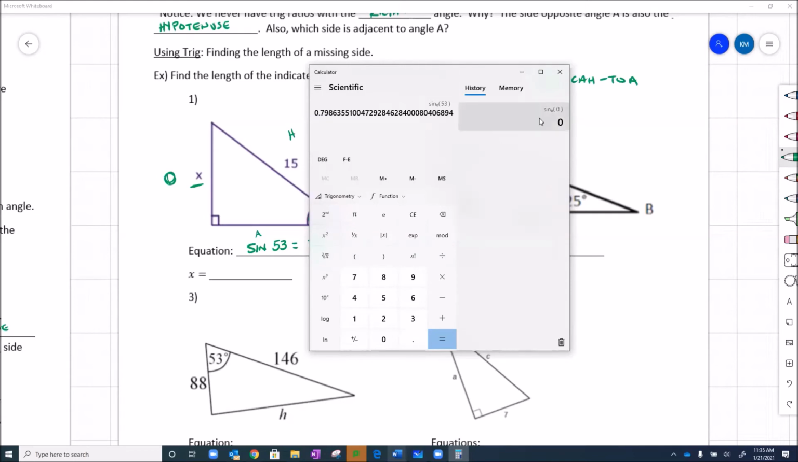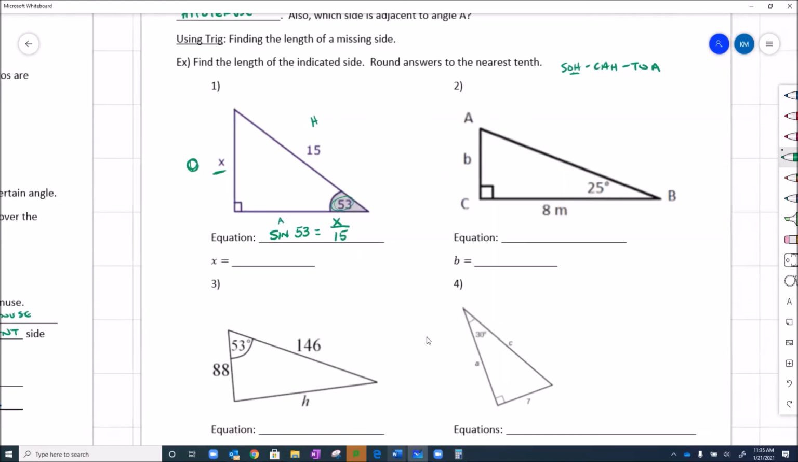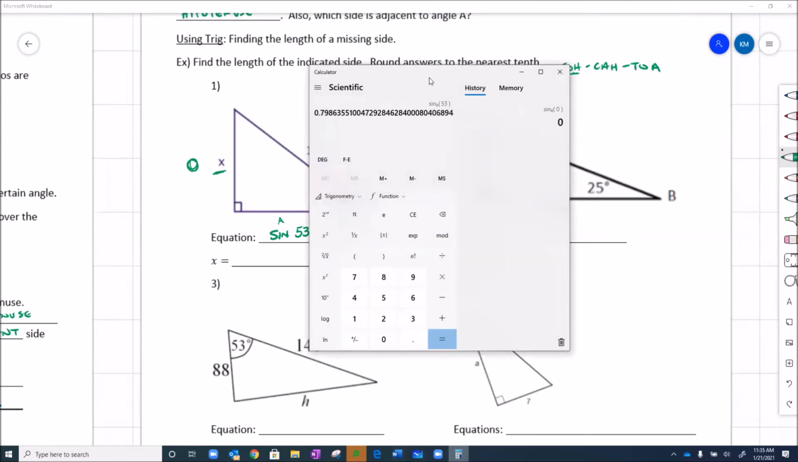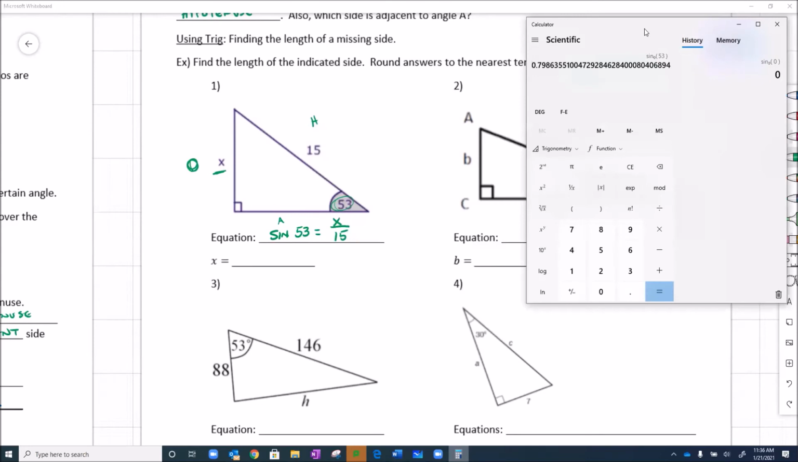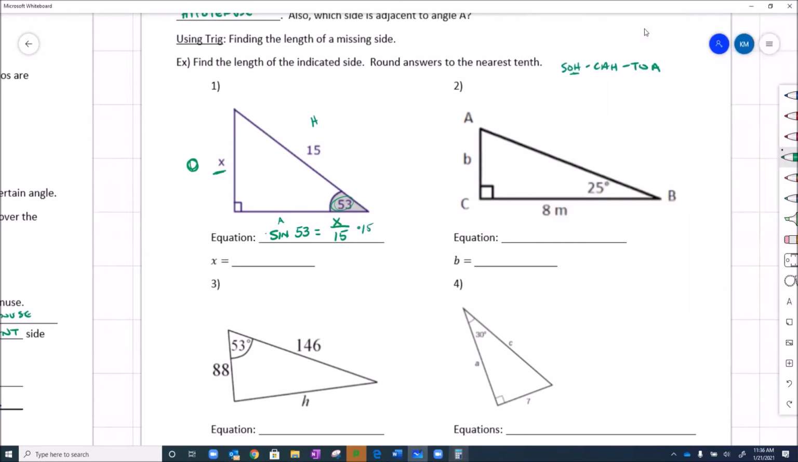Okay, all these numbers. Your calculator has that in its memory, so you don't have to keep it there, but that's a ratio that's going to stay consistent throughout right triangles, and that's why we can use that. So to solve for x, I'm multiplying both sides by 15, and so x will be 15 times sine of 53.